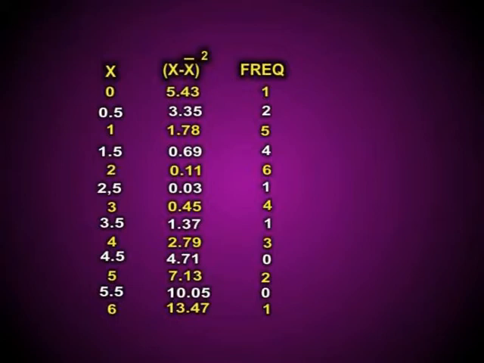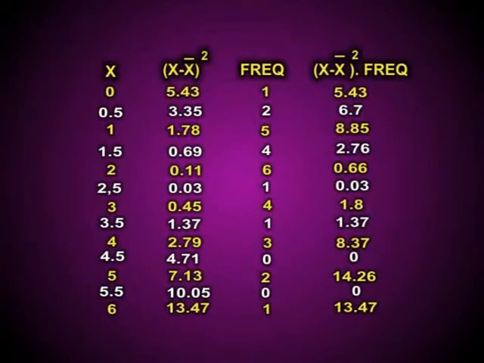The last column in my table, I'm going to multiply my frequency by my second column, by X minus the mean of X squared. 1 times 5.43 will equal 5.43. 2 multiplied by 3.35 will give me 6.7. I'll do the same to all of the rows to get a final value of 13.47 at X value 6.